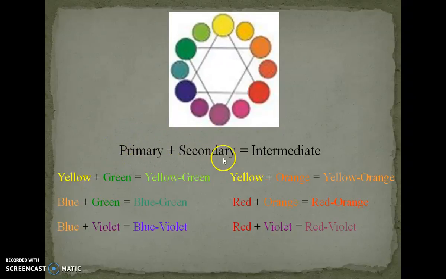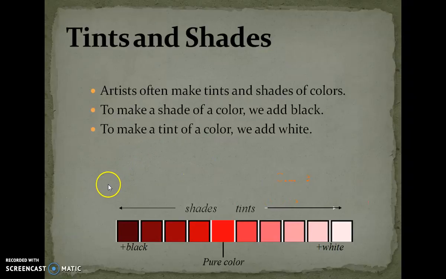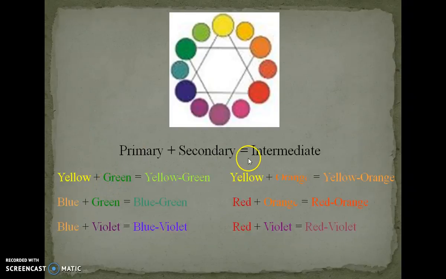Primary colors plus secondary colors equal intermediate colors. That means when you mix a primary color and a secondary color, it produces an intermediate color. For example, yellow is a primary color and green is a secondary color. When you mix both of them, it becomes yellow green. That means this yellow green is an intermediate color.